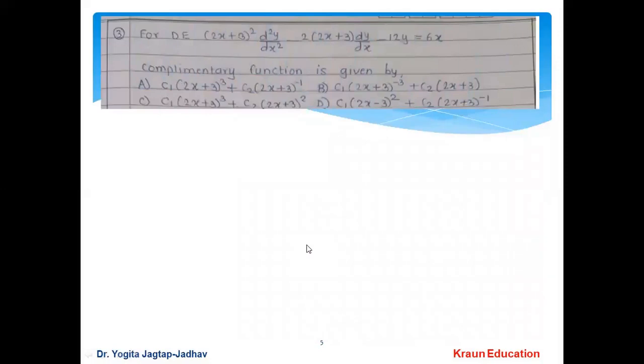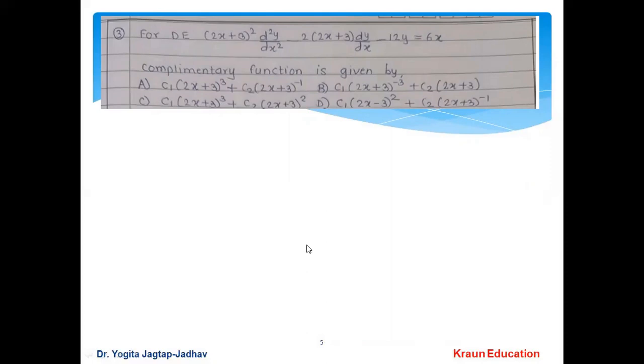Now look at the third example. Here we have a differential equation (2x plus 3) whole square d square y by dx square minus (2x plus 3) dy by dx minus 12y equal to 6x. Here we have to find out the complementary function for the given equation.